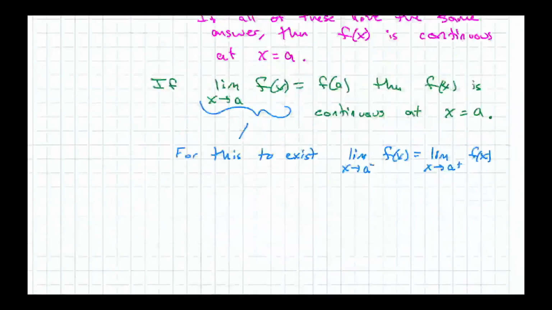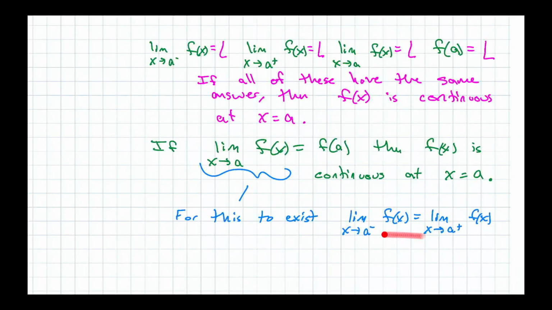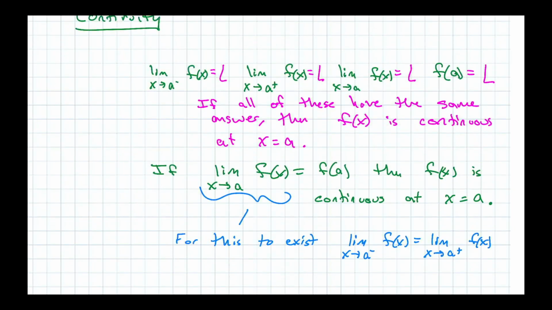So looking at this, if these two are equal, then this one's automatically equal to the first two. And then if all three of these are equal to the fourth one, then the function is continuous at x equals a. So I think that's what I have to say about that.